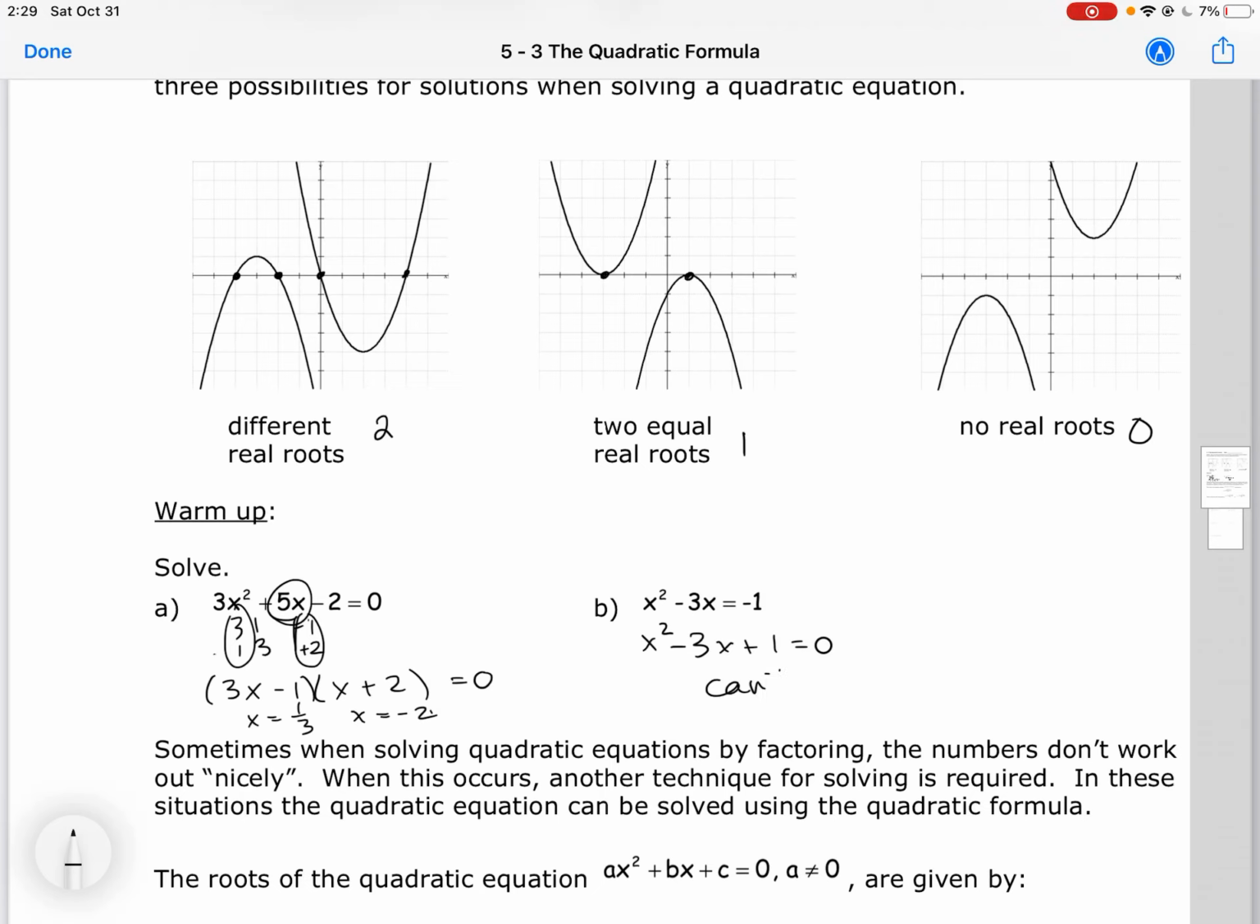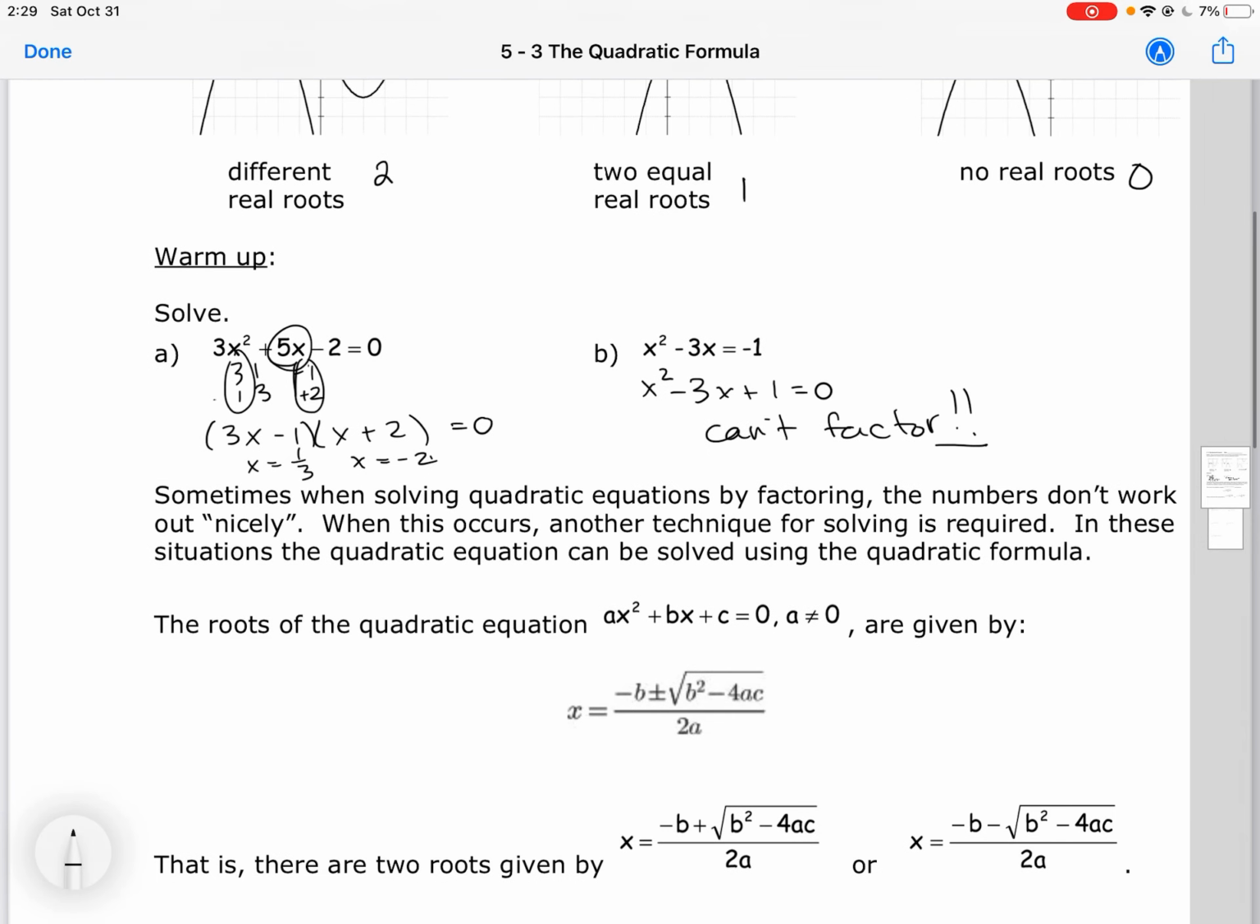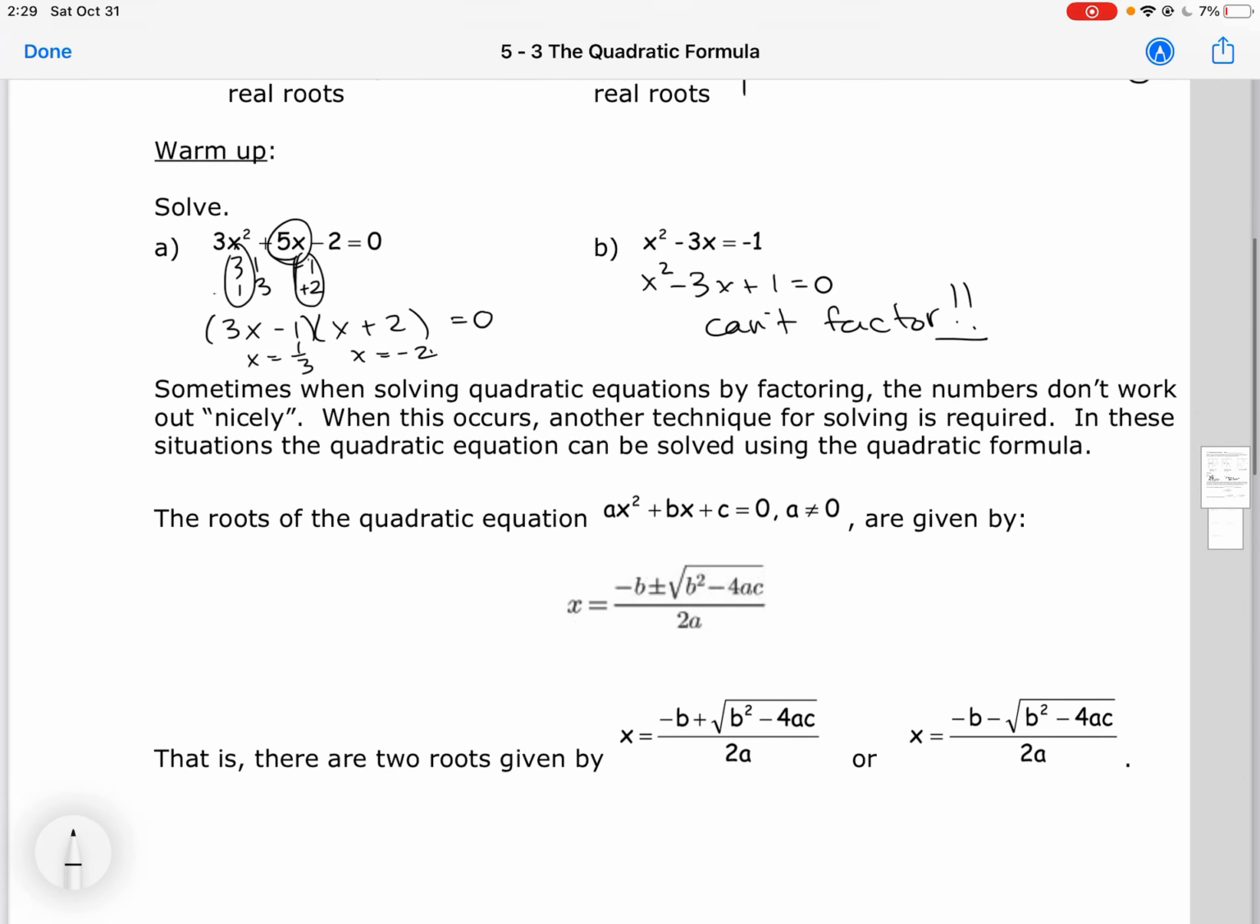Now I'm going to do my second one, start off by moving it over, and then I'm going to notice that I can't factor. And this happens sometimes. When you're solving, the numbers don't work out nicely. So this is our next strategy that we can use, which is the quadratic formula.